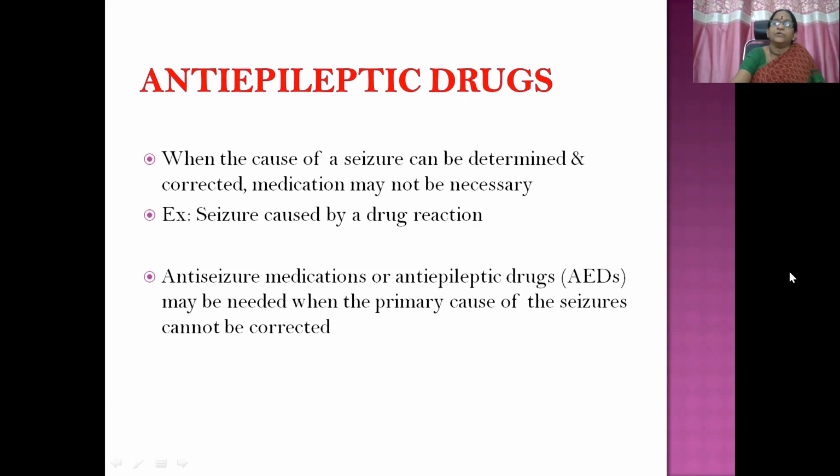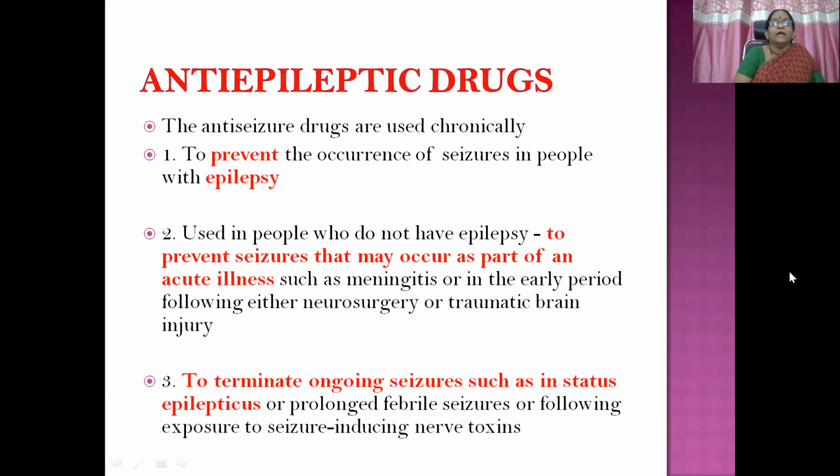Most of the time, these are idiopathic seizures. And then these anti-epileptic drugs are used chronically. Number one, to prevent the occurrence of seizures in people with epilepsy. That is the preventative role.